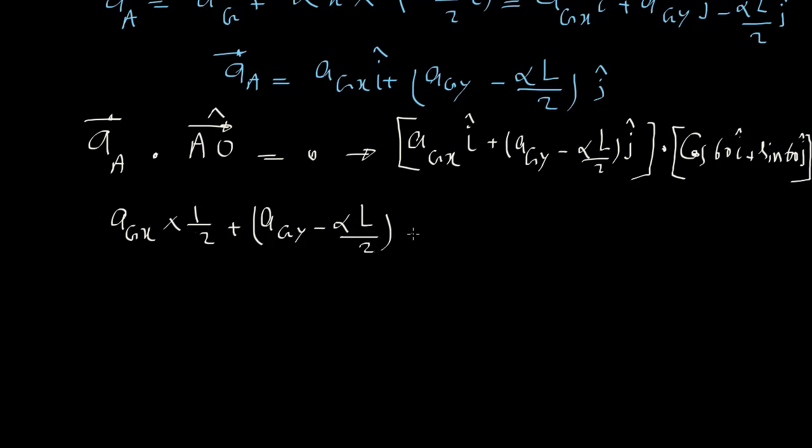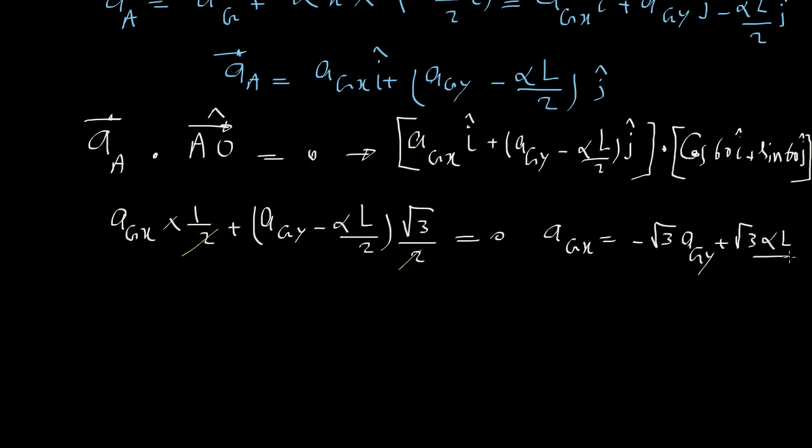Alpha L over 2 times sine 60, which is square root of 3 over 2, should be equal to 0. So we can cancel out the 2's here. We can multiply both sides of this equation by 2, and basically we get Agx is equal to minus square root of 3 Agy plus the square root of 3 alpha L over 2.